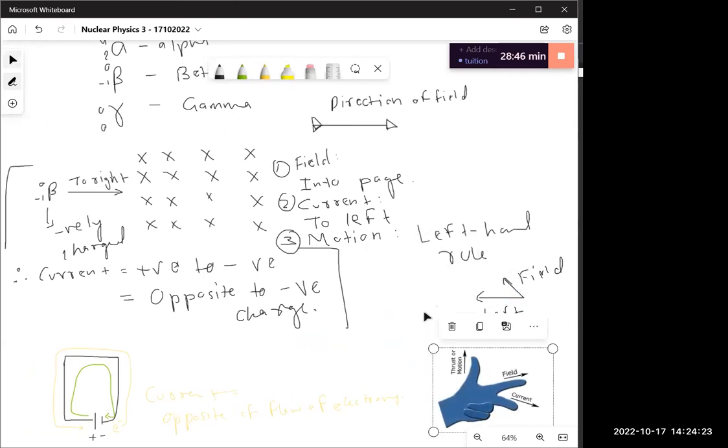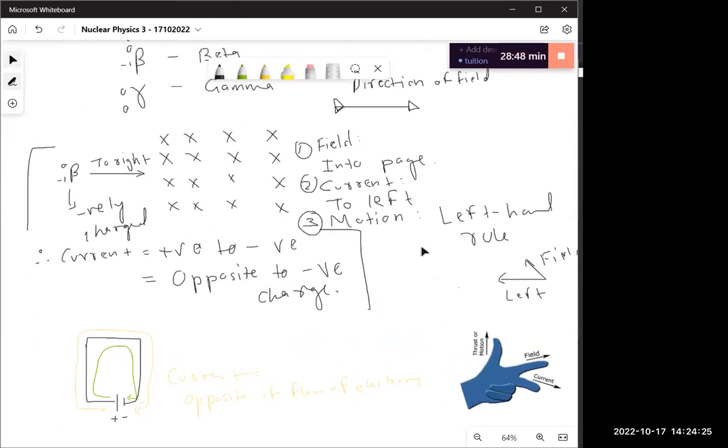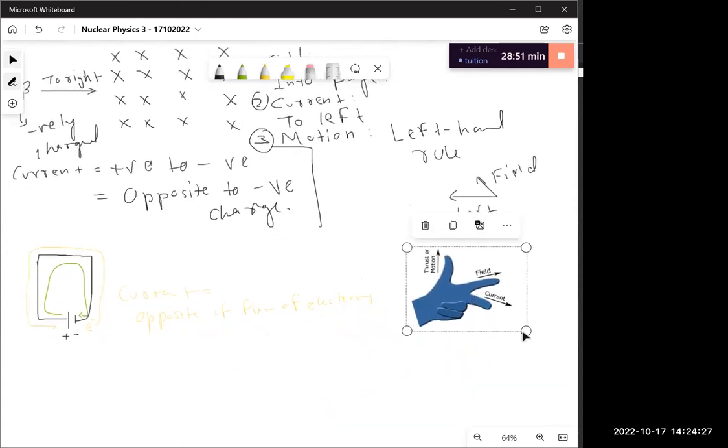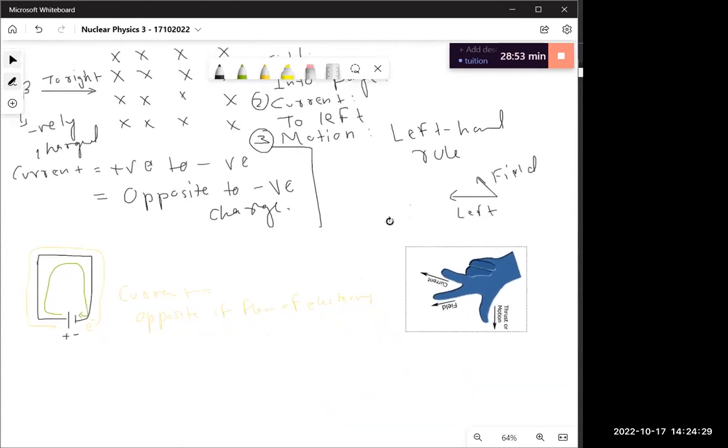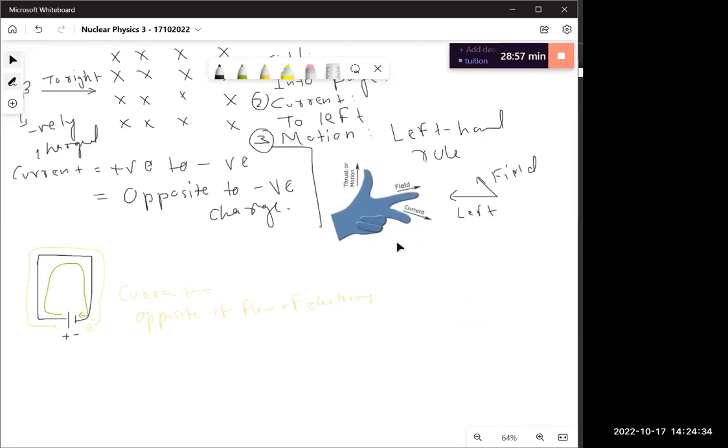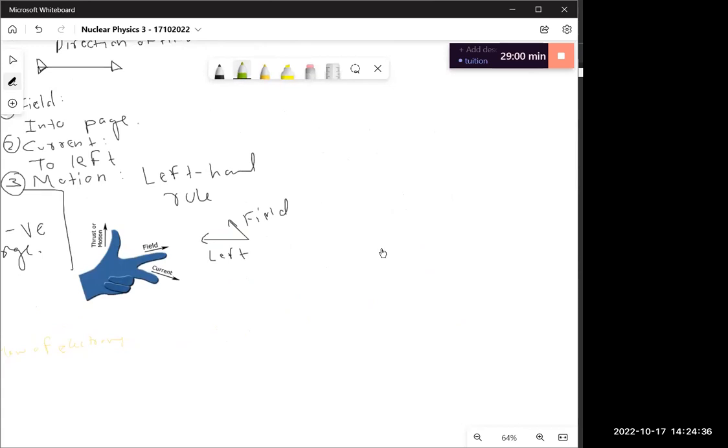The field is into the page, so it's away from you, Anas. Look, if I can show you, let's make a hand. So the field is going like this, away from you. And then your current is going to the left. Then the thumb will be downwards.